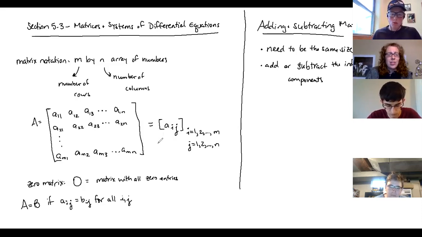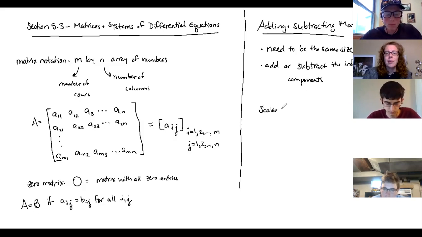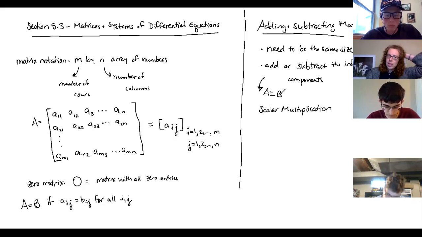I don't think I need to do an example with adding and subtracting matrices. Do I need to do an example? Even if you hadn't had linear algebra before, I think we're okay. All right, I'm getting nods, yes, okay. Scalar multiplication. Oh, and my notation here, I should say. It's A plus or minus B, 2 matrices added or subtracted.